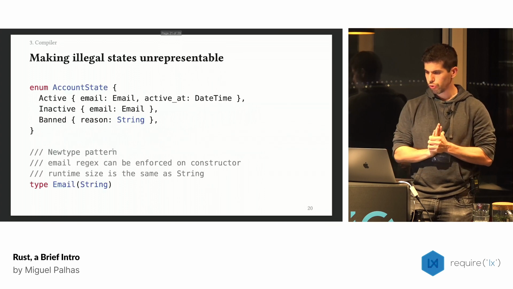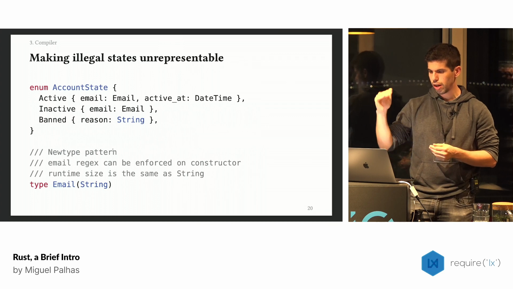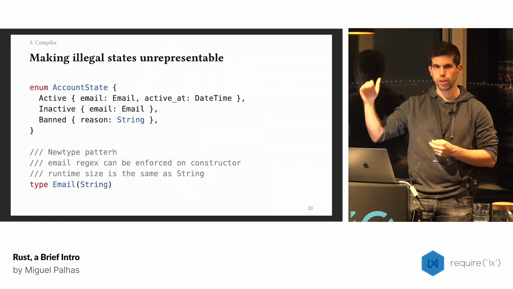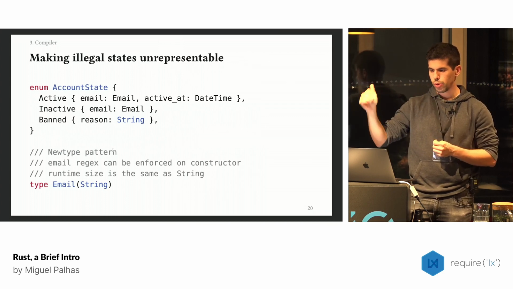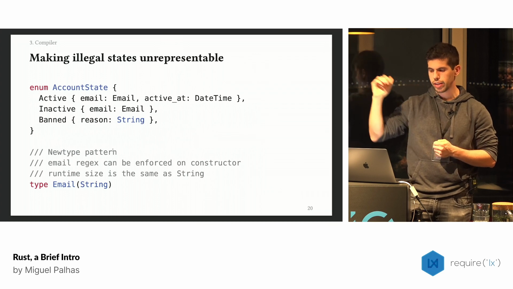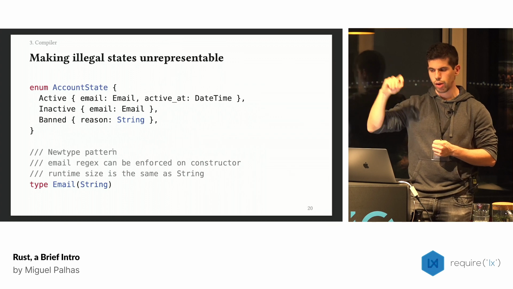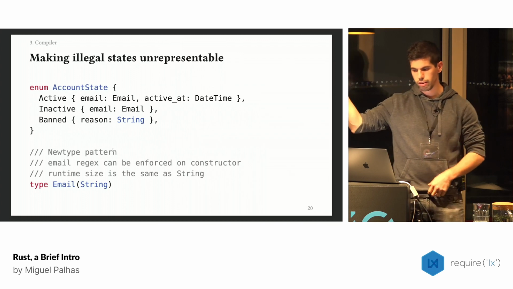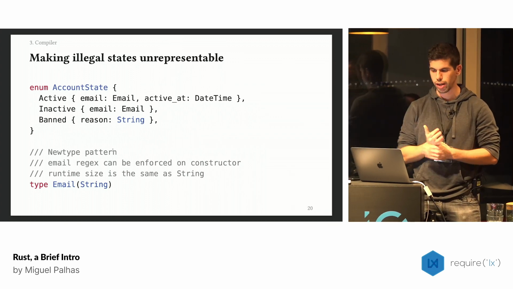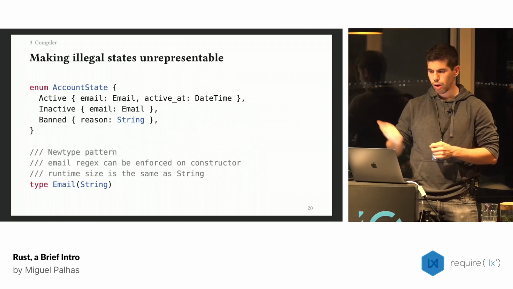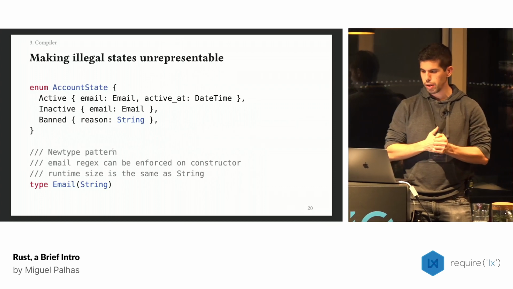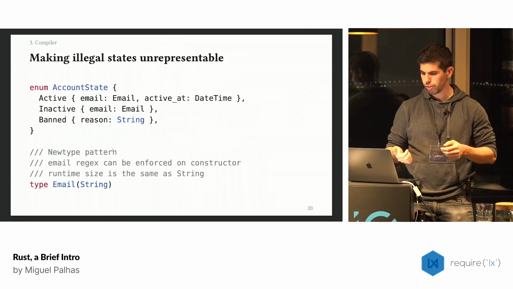But to illustrate this concept a bit more easily, let's imagine an enum, a type that can be in 3 different states, an account state. So an account is either active, inactive, or banned. And depending on the type, it has additional properties. So an active account has an email and a date, the last date where it was active at. And a banned account has just a reason. We delete the email, maybe for compliance reasons.